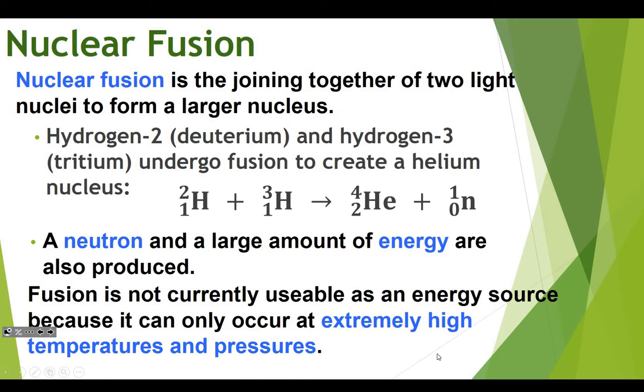Fusion is not currently usable because we can't control it. Okay? You have to have very, very high temperatures and very, very high pressures. And so we can't control it. We don't have that ability right now. It's like trying to control the sun at the sun's level. So going to the sun and being able to be with the sun.